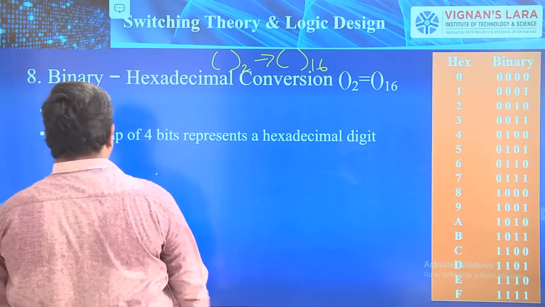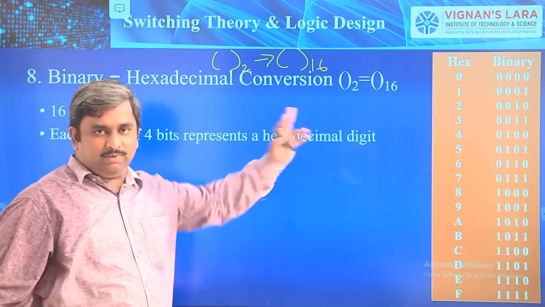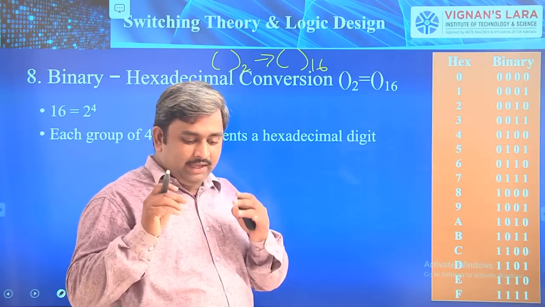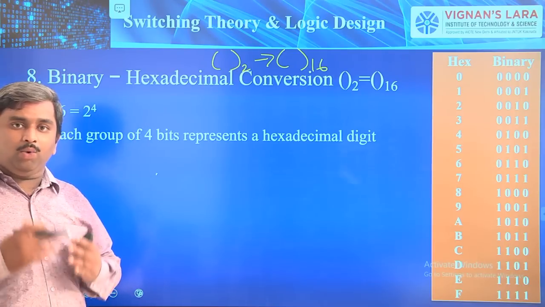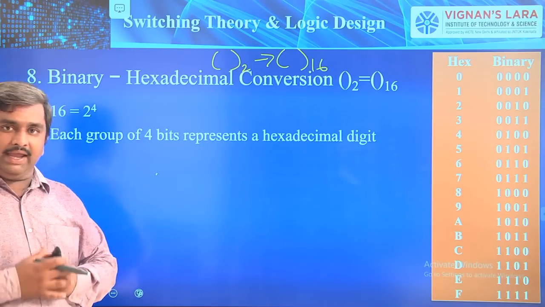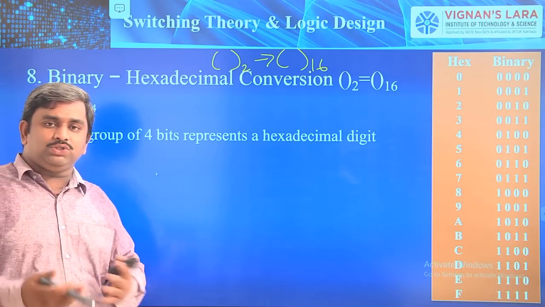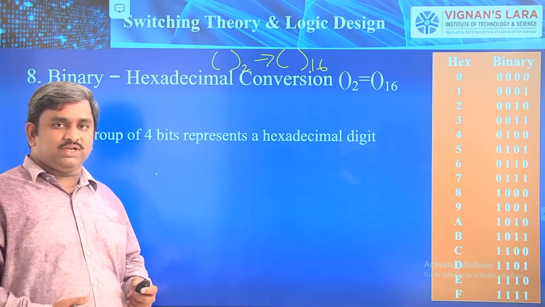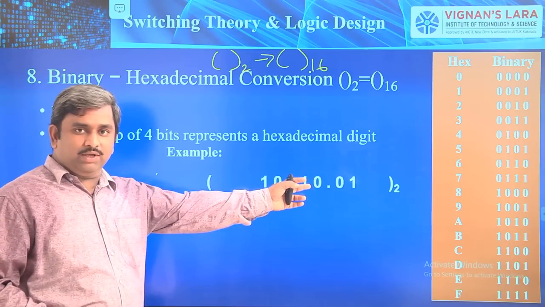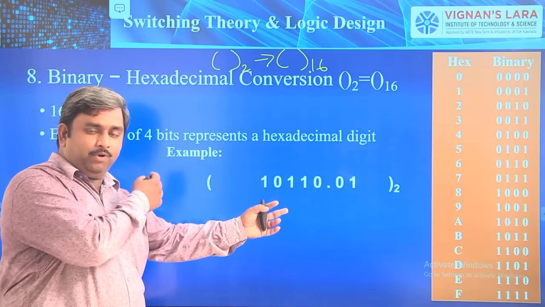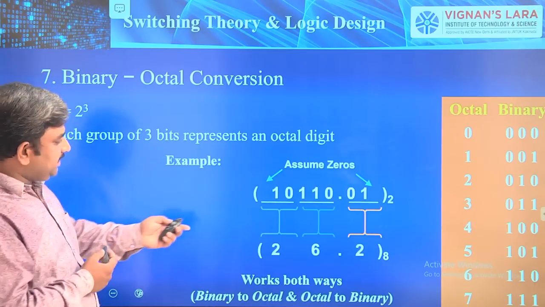Next, each group of 4 bits is represented with a hexadecimal digit. Here we discussed that I have a binary number, and now I want to convert this binary number into the hexadecimal number system. The binary numbers are zeros and ones, so the input is zeros and ones. Now I will take one example here. The same example we discussed in the octal conversion.